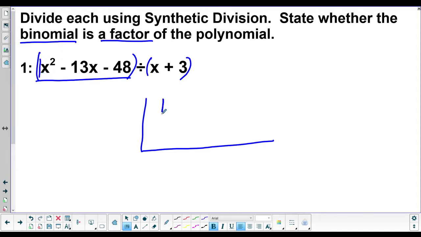So we're going to put a 1 at the top. The next one is negative 13. We're going to put a negative 13. The next one is a negative 48. We're going to put a negative 48.